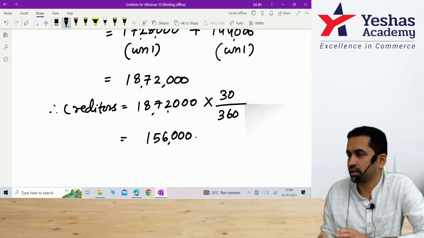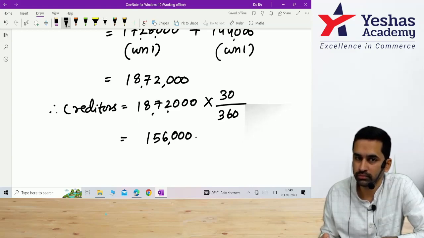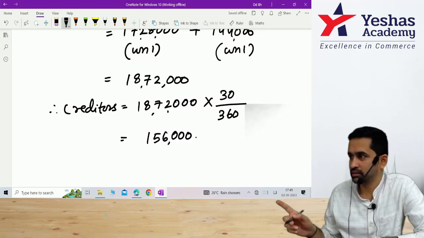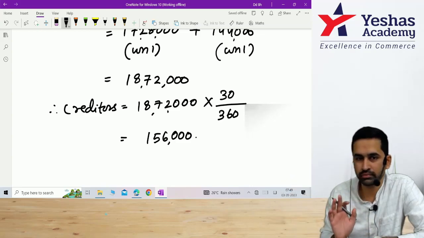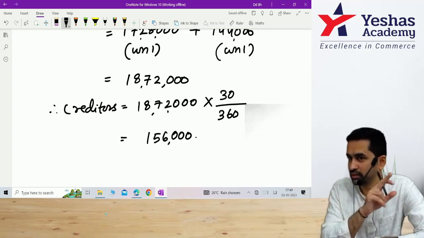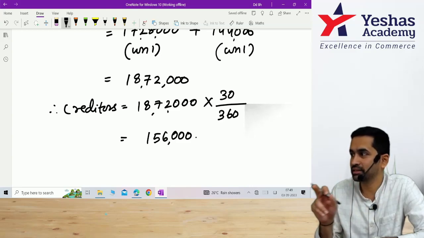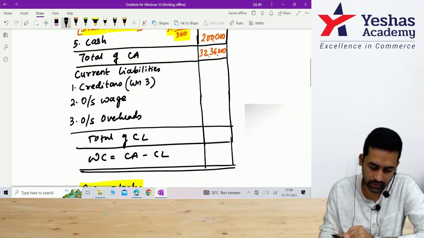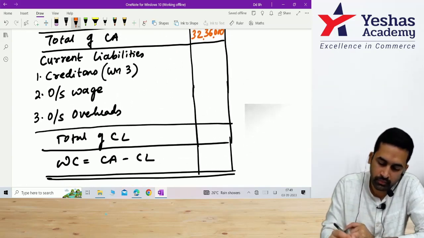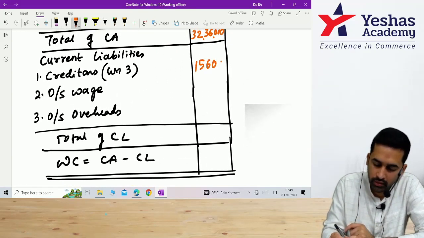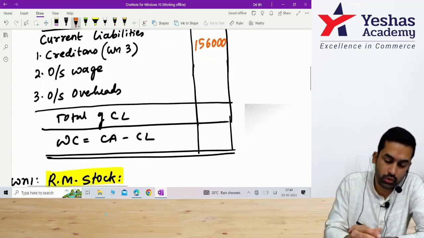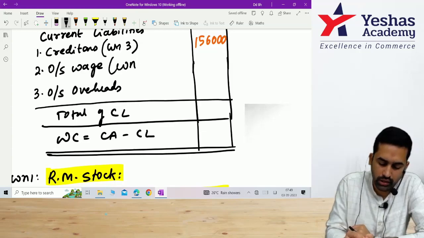What if they say creditors are offering 10% discount? 1872 gross purchase minus 10% on that you work. Yesterday in the list of formula, this was there: RM cost minus discount if any. Correct. So 156 now will go here. Next, outstanding wage, working note number 4.